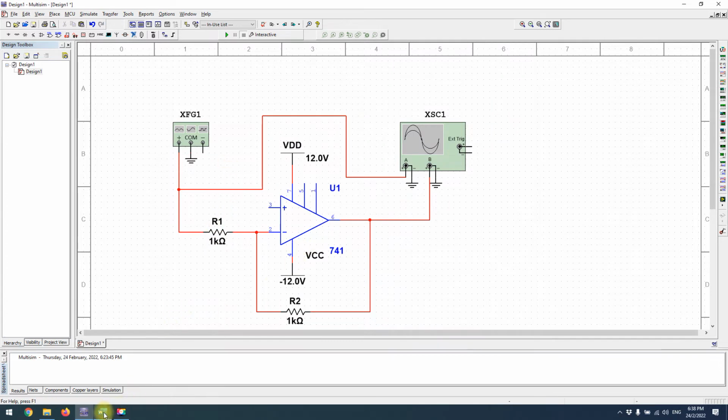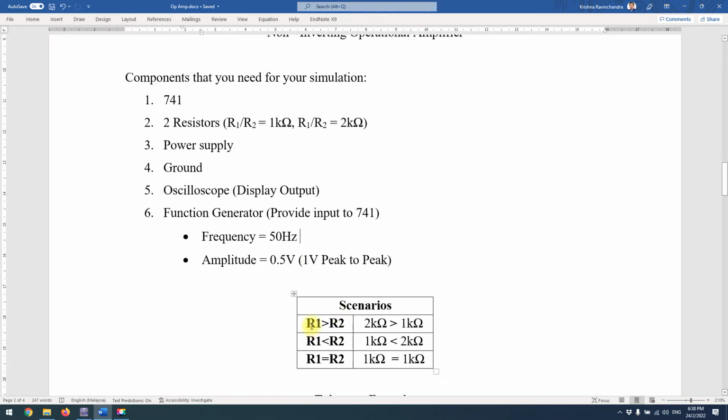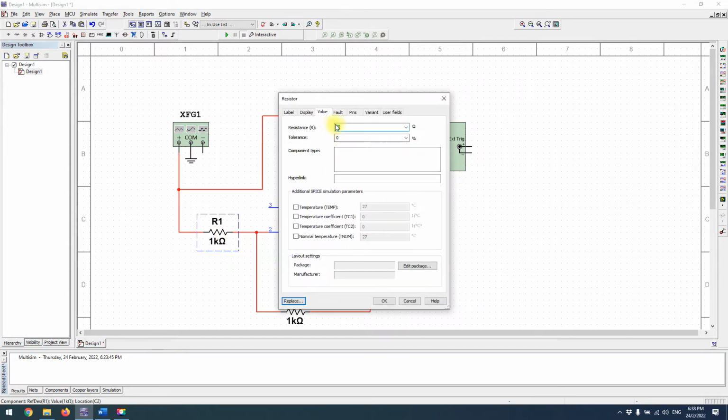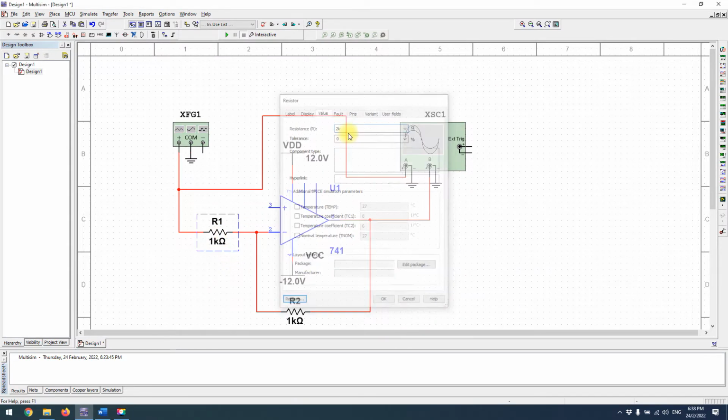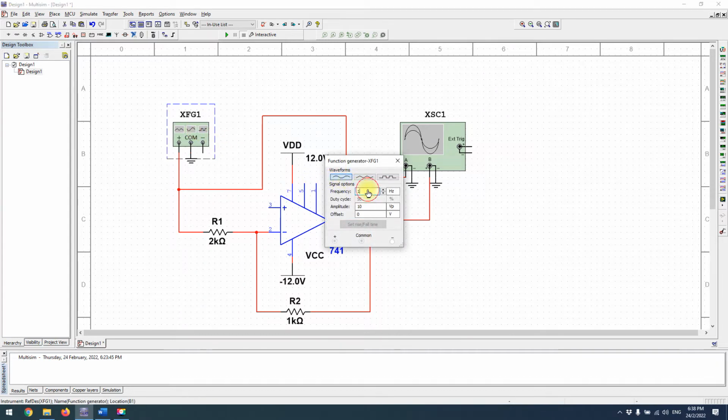Let me change this as well. Since we are doing the first scenario, R1 bigger than R2, which means that R1 is going to be 2 kilo ohms. So we need to change this to 2 kilo ohms. Now, everything is set, but we need to configure our function generator. So go to your function generator, change this to 50 Hertz. Then amplitude: our amplitude is 0.5 volts.